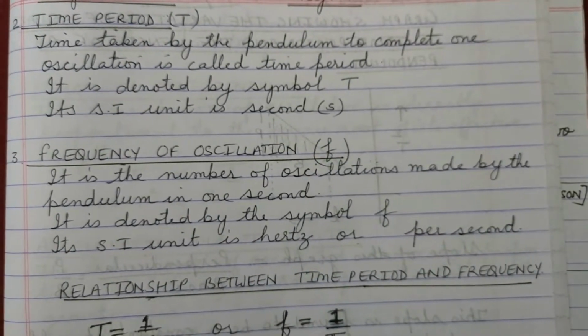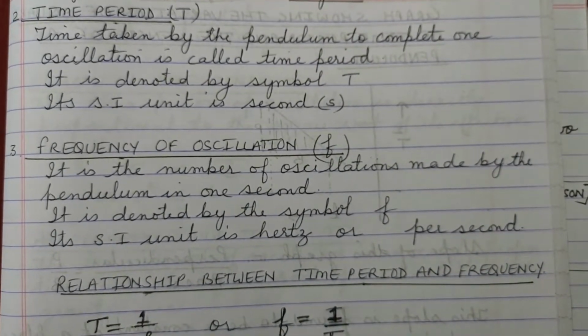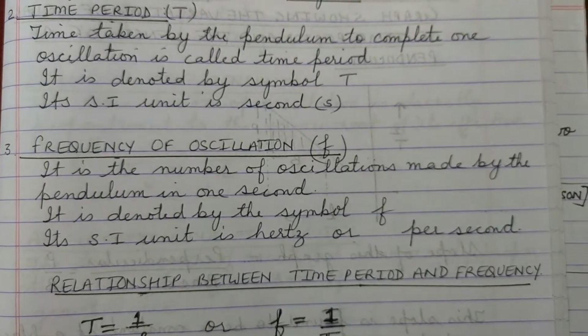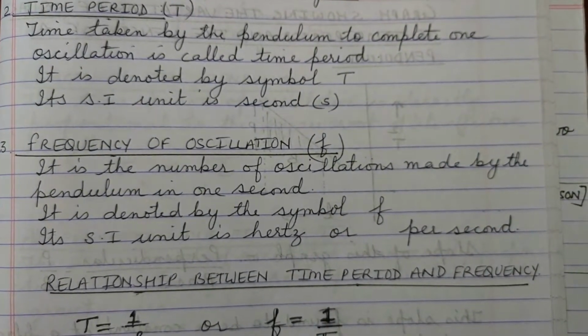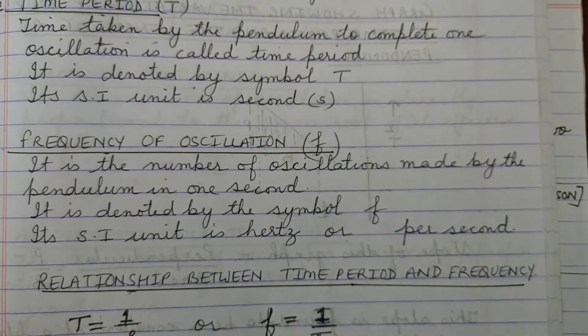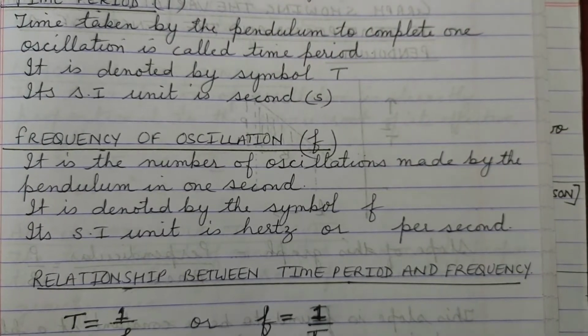Now another important term which you have to understand is time period. The time taken by the pendulum to complete one oscillation is called the time period, and we represent it by the symbol capital T, and the SI unit of time period is second, which is represented by small s.